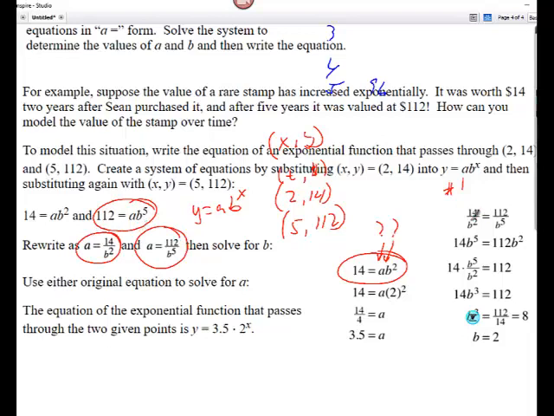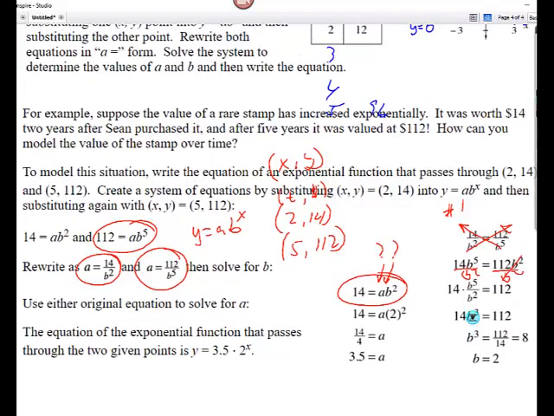So they set those equal, then they cross multiplied. 14b to the fifth is equal to 112b squared. Divide both sides by b squared. That cancels there, giving us b to the third. So divide by 14, and now we have b to the third is equal to 8. Now we can take the cube root of both sides, and that gives us the cube root of 8, which is 2. So that's where they got that value of 2.